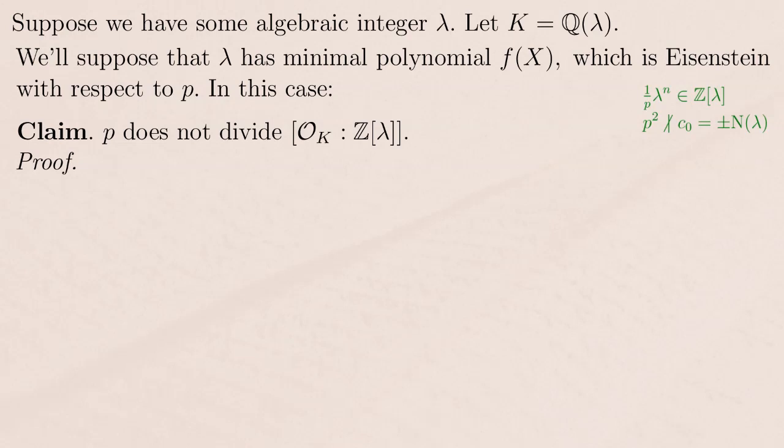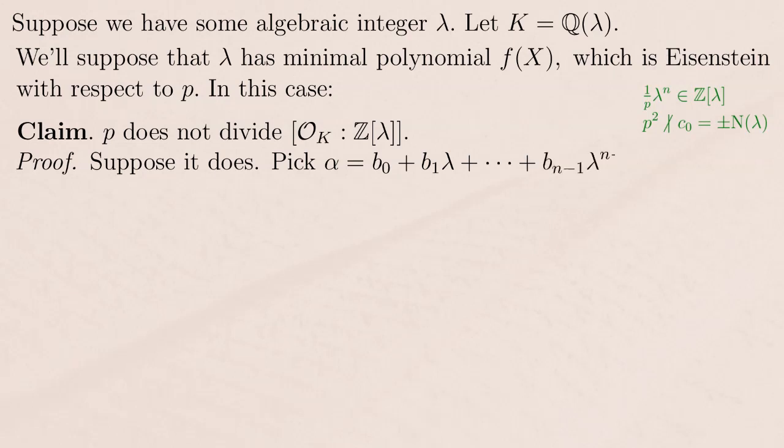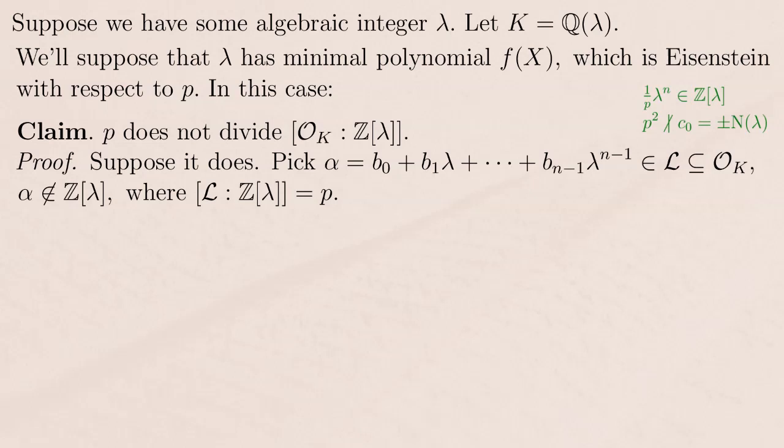So next we want to prove that p doesn't divide this index. So let's suppose for contradiction that it actually does. Then pick some element alpha, which is b0 plus b1 lambda plus ... plus b n minus 1 lambda to the n minus 1, where all of the b sub i are rational numbers. We're going to suppose that alpha is an algebraic integer. In fact, it will be in some possibly smaller lattice, which I'll call L, but not in z adjoin lambda. And I've chosen this lattice L sitting somewhere in between OK and z adjoin lambda, so that the index of z adjoin lambda in L is exactly equal to p.